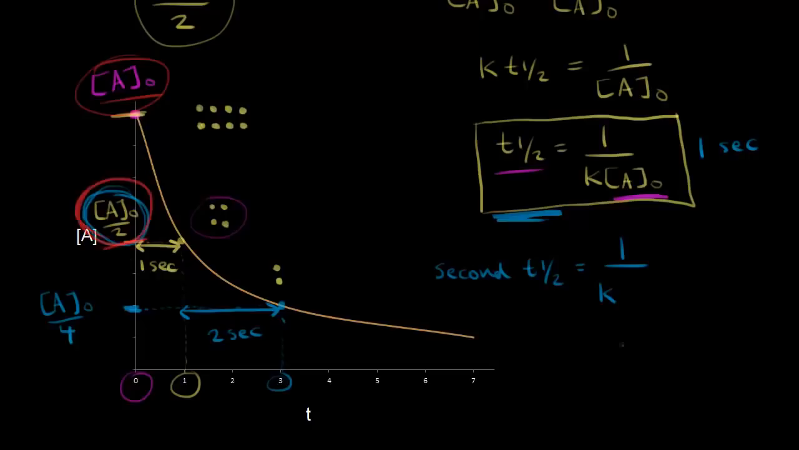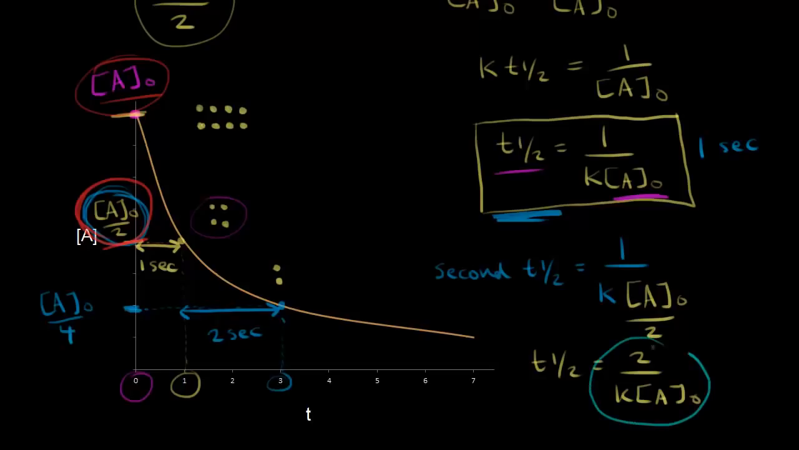So I'll go back over here. This would be the initial concentration of A divided by 2. So for the second half-life, this would be equal to 2 over k times the initial concentration of A. And we can see that that is twice this up here. If this is our first half-life, which is 1 second, this is twice that, which of course would be 2 seconds. So this makes sense, both looking at the graph and also thinking about the equation for our half-life. So our second half-life is twice as long as the first, and each half-life is going to be twice as long as the one before it.